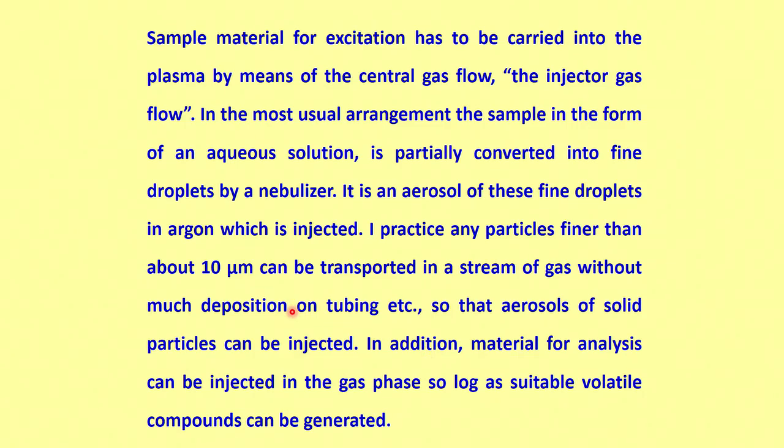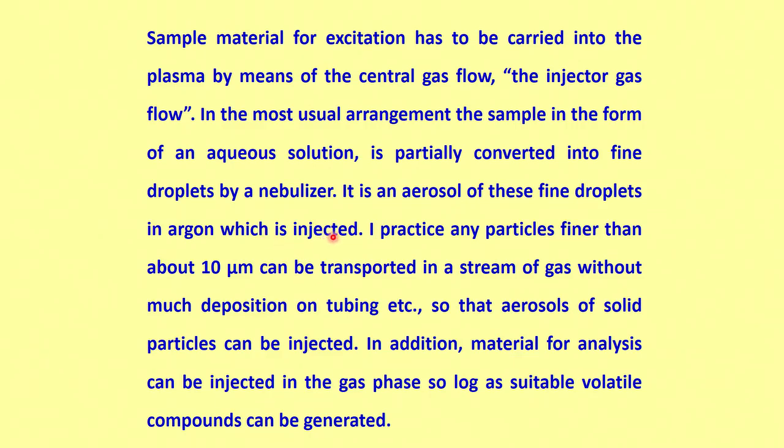So, the sample material for excitation has to be carried into the plasma by means of the central gas flow, the injector, that is called the injector gas flow. All this I have covered earlier, except for the working principle of the peristaltic pump; I had covered most of this. So, in the most usual arrangement, the sample is in the form of aqueous solution, and that is partially converted into fine droplets by the nebulizer. So, it is an aerosol of these fine droplets in argon that is injected.